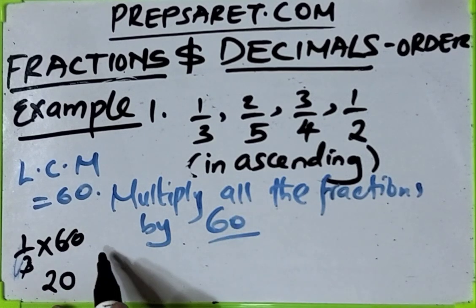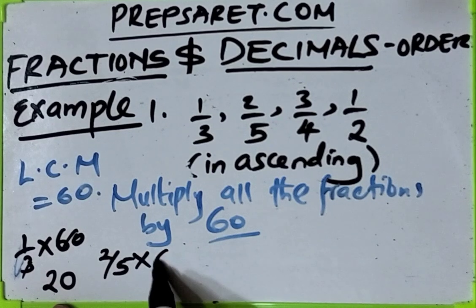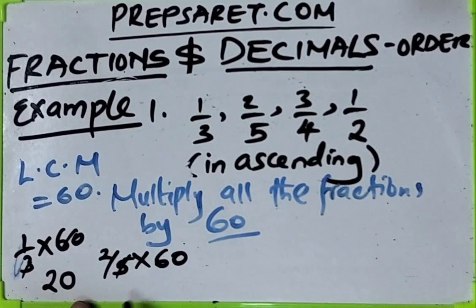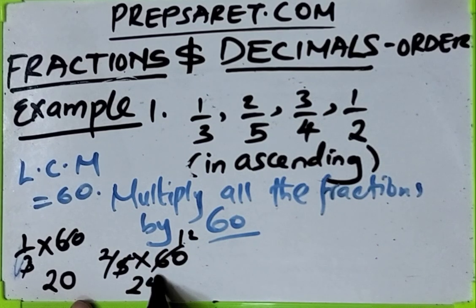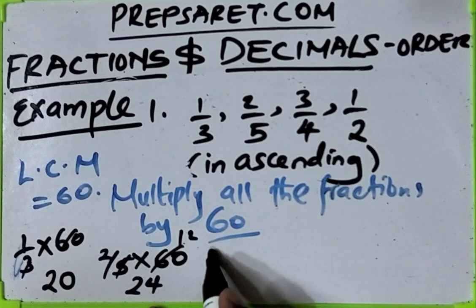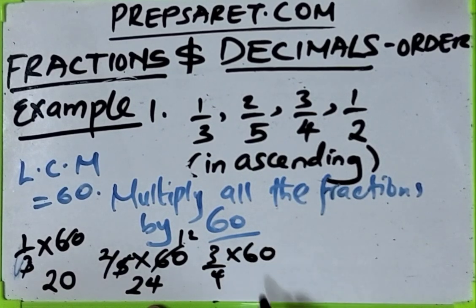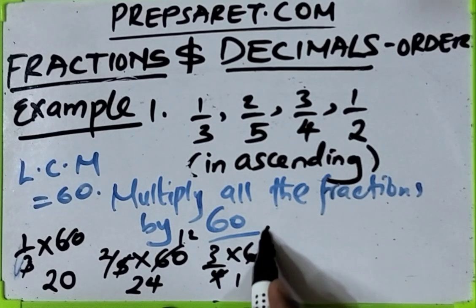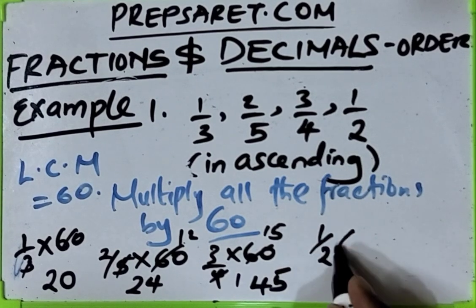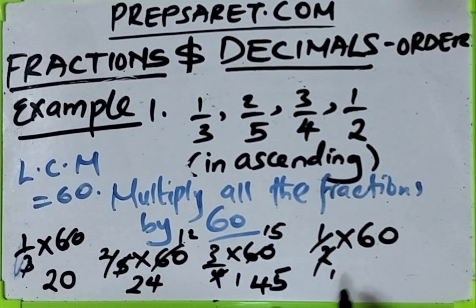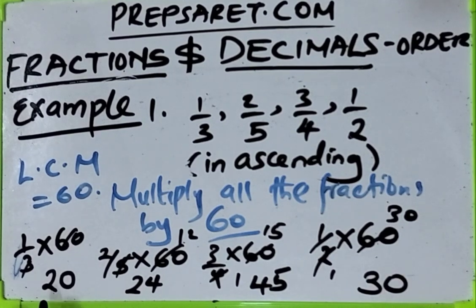Then next, 2/5 times 60. 60 divided by 5 is 12, and 12 times 2 is 24. Then 3/4 times 60 again. 60 divided by 4 is 15, and 15 times 3 is 45. And then finally 1/2 times 60, which is 30. So we have the numbers 20, 24, 45, and 30.